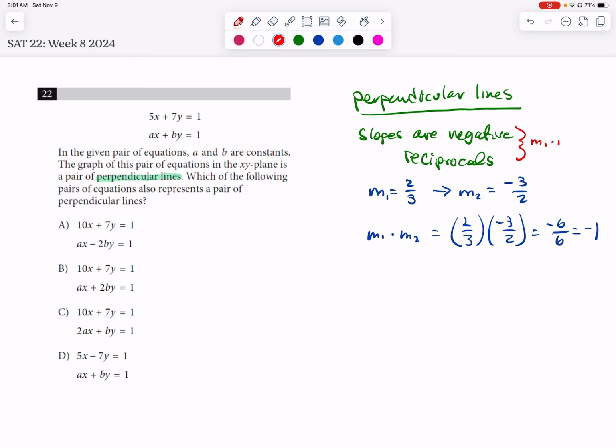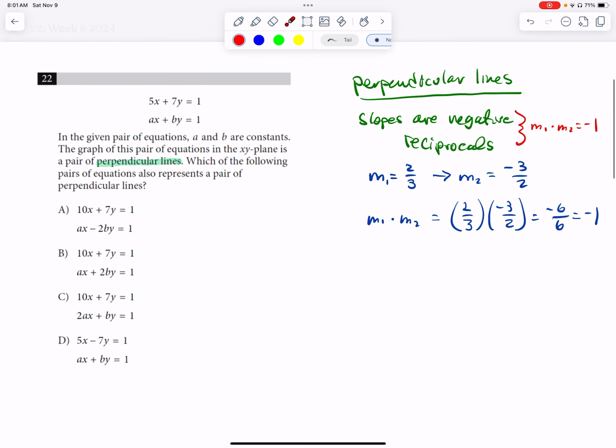So m1 times m2 is equal to -1. And I think that this is a faster, easier way to solve this problem. You can do it either way by looking at the slopes and calculating the negative reciprocal, but I think that it's easier to actually find the slopes and then multiply them and force them to be -1.